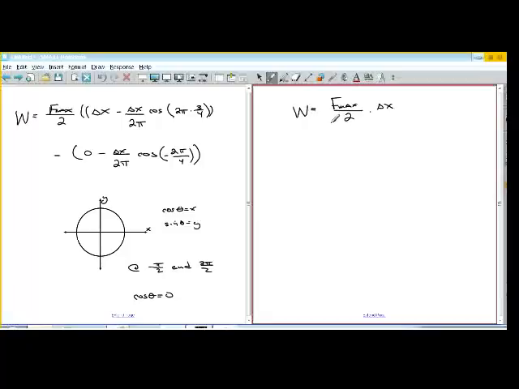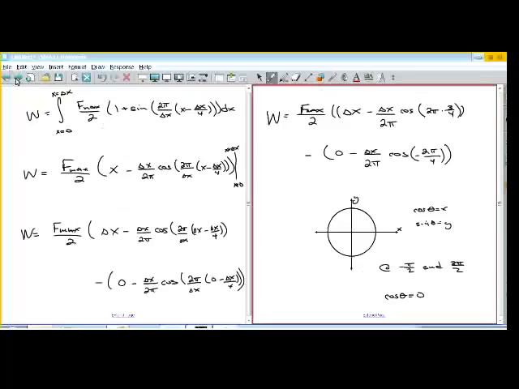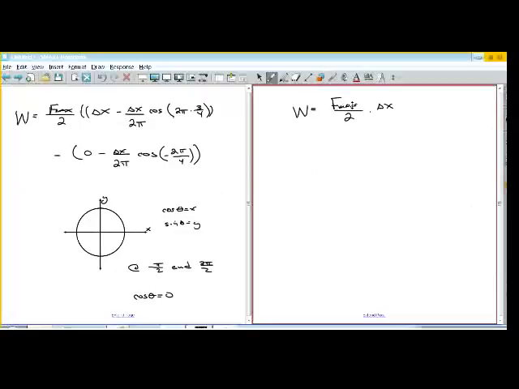So it turns out that the work done in pushing something where the force as a function of displacement is a sine wave is just equal to the maximum force divided by 2 times the displacement. If it was a constant force, then it would just be F times delta x, but it's a sine wave, it's half of that. So there's an example of some function, a little more complicated, where you calculate the work.